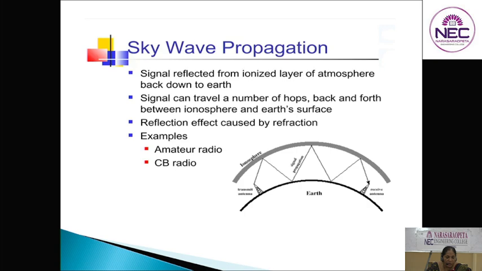From one layer to another layer, the refractive index is not similar. That's why the wave is bent, and it can travel from one layer to another layer. Examples for sky wave propagation are amateur radio and CB radio.